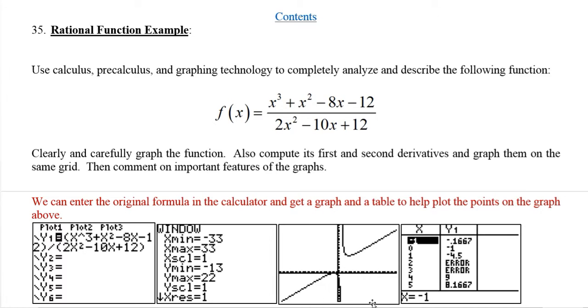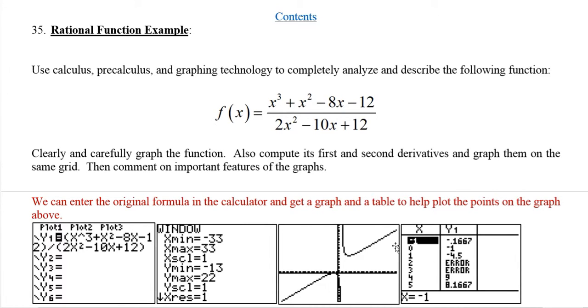And we get some interesting things going on here. Just a quick glance at that. Looks like we have a minimum over here in the first quadrant, a maximum over here. I can't tell if that's hitting the x-axis or if it's in the second or third quadrant. We might need to zoom in closer there. Looks like it crosses the x-axis maybe once here. Looks like we may have a vertical asymptote.